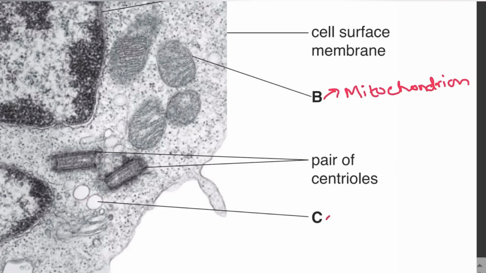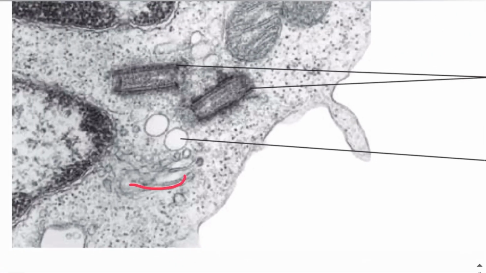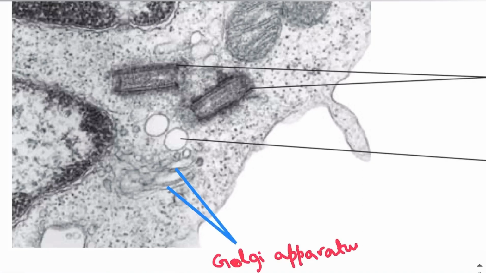C is the lysosome. And can you see these curved structures? These are Golgi bodies or Golgi apparatus, and these are Golgi vesicles, right? So we can label these as Golgi apparatus, and coming out of the Golgi apparatus are what? Golgi vesicles.